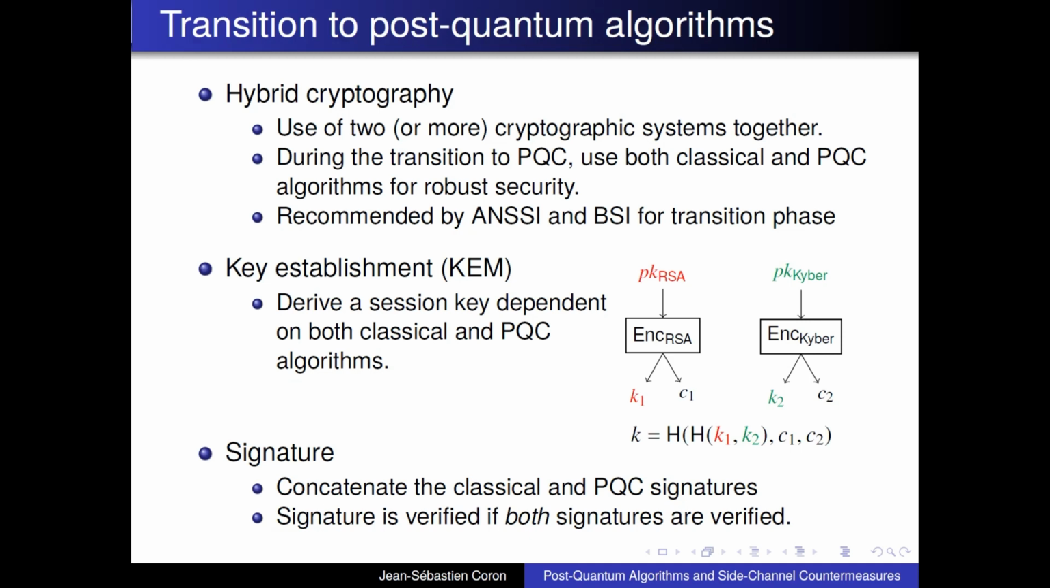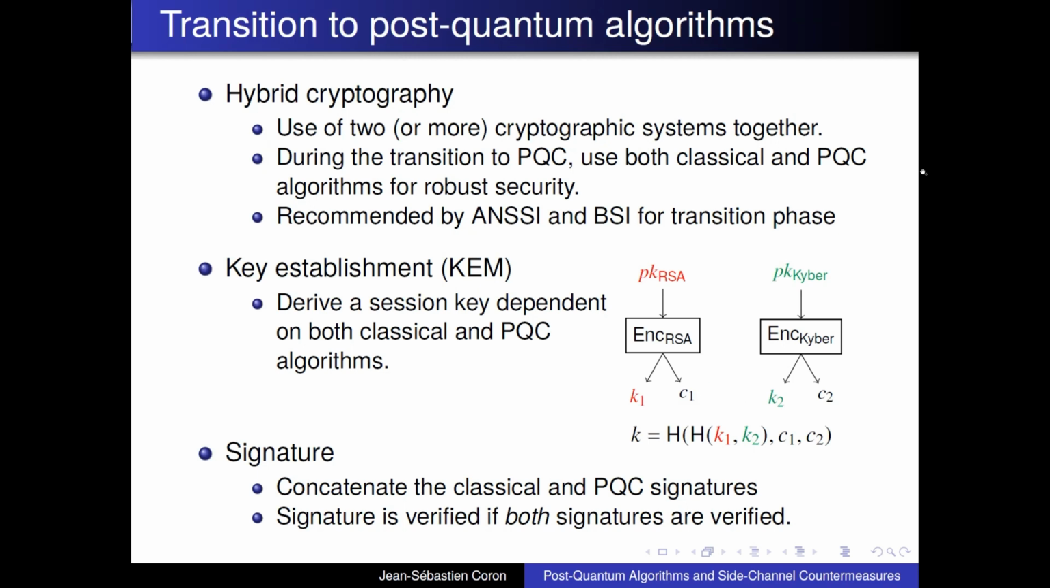So how does it work? For a key establishment mechanism, we are going to generate a session key, but it's going to depend on both the session key generated by the classical algorithm, so for example here RSA with the public key of RSA, where the key establishment mechanism encrypts a random session key K1 and gives us a ciphertext. And same for Kyber: we have the key establishment of Kyber, which generates a ciphertext with session key K2. And then the global session key is generated by hashing K1 and K2. So this means that to recover the session key, you must know both the private key of RSA and the private key for Kyber. And so, if one of the 2 systems is broken, then you are still protected by the other one.